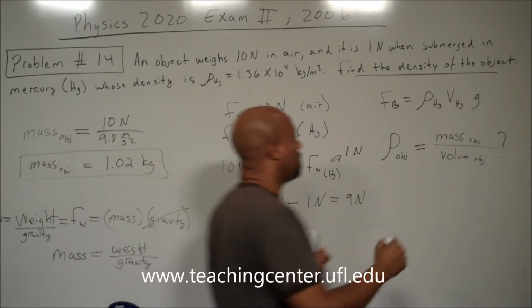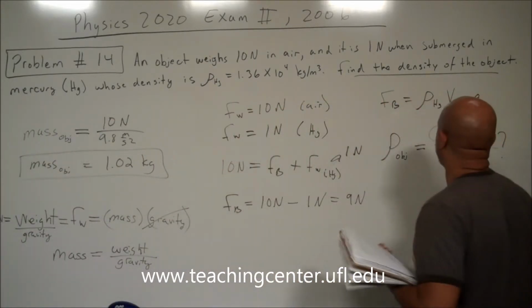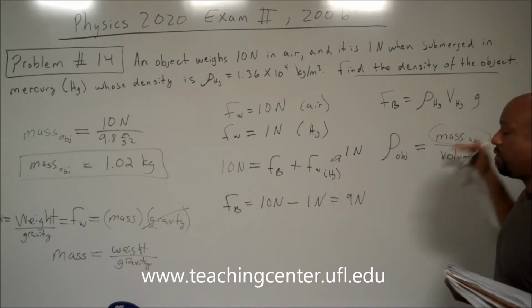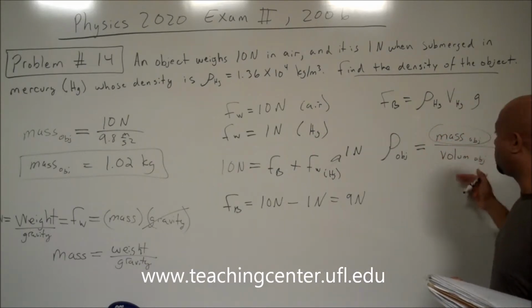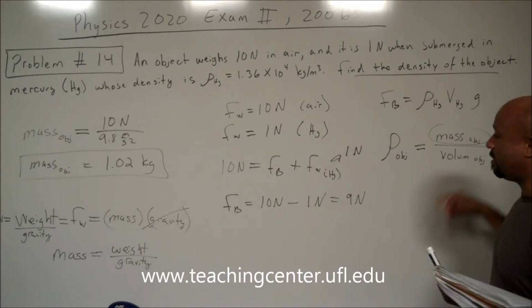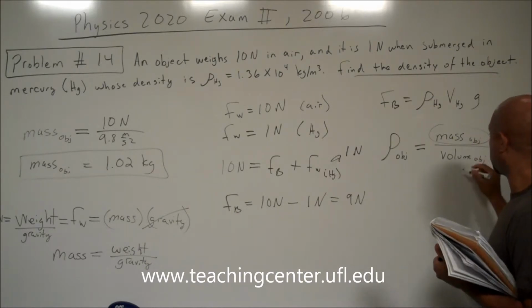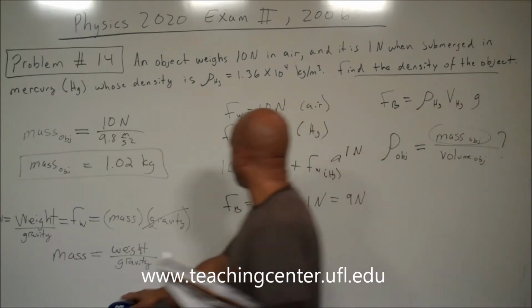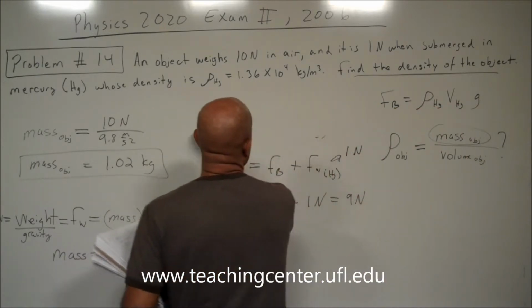Okay, so that's the mass of the object. So we've got one part of our fraction that we need in order to find the density. Okay, now we just need to find the volume of the object. Okay, so how can we do that?